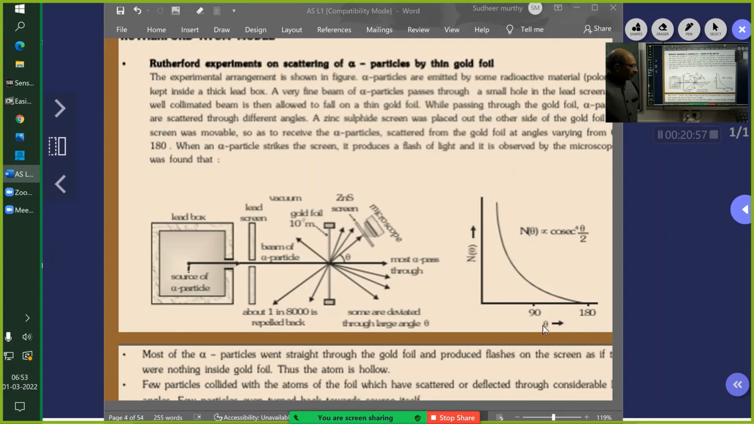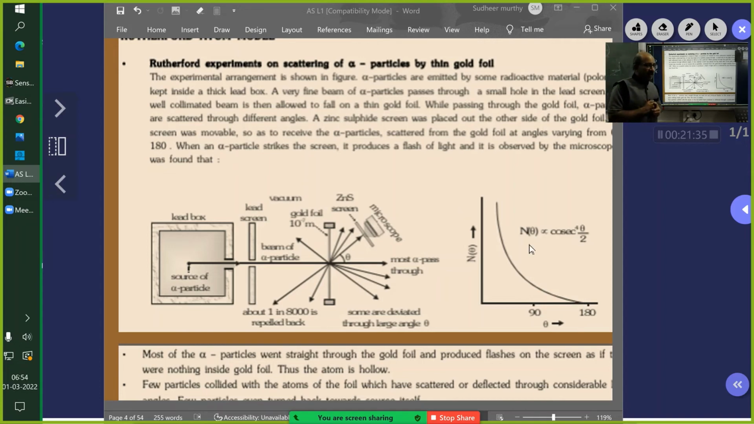What you understand here is that for a very small angle theta, much less than 90 degrees, you will find a large number of alpha particles. As theta increases, the number of particles for that deviation angle goes on decreasing, and it almost touches 0 for the alpha particle which is returning back. I hope this graph is clear to all of you.